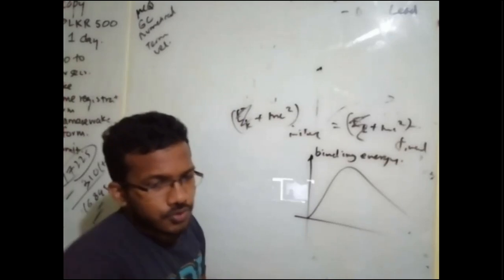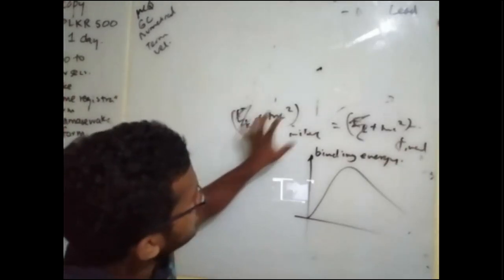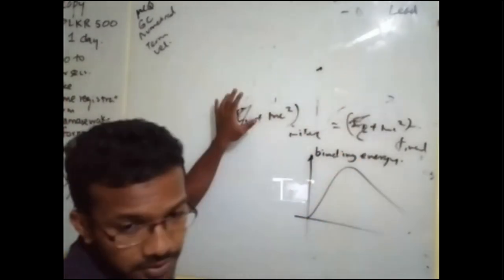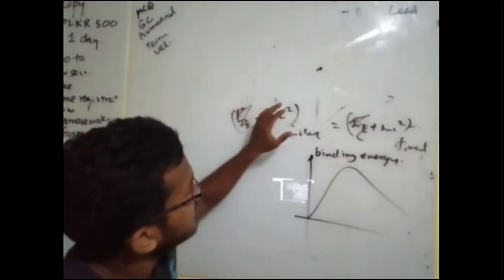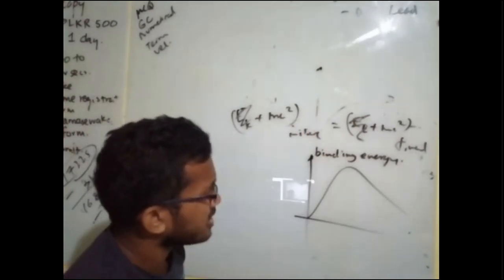Let me connect it to this graph also, the binding energy per nucleon graph. Earlier, what I was saying is that in this, the kinetic energy terms are getting cut because we are not dealing with kinetic energy. So we are essentially dealing with a mass deficit causing energy to be released.